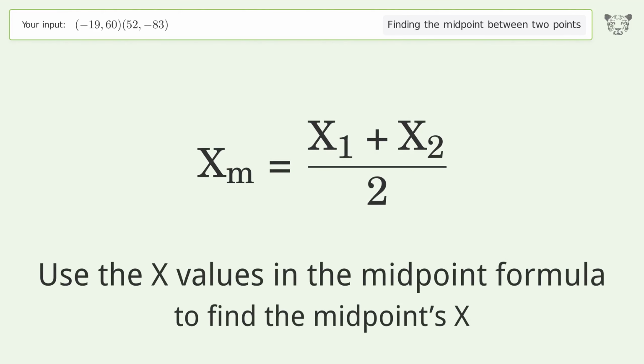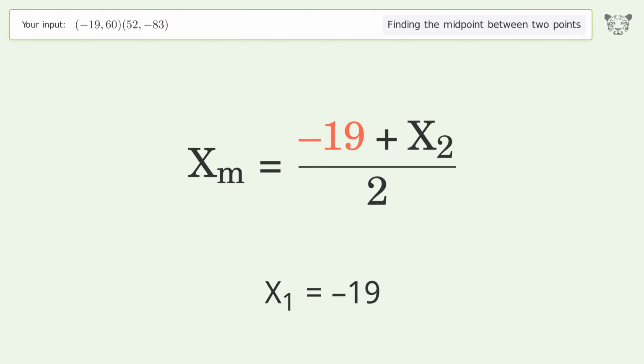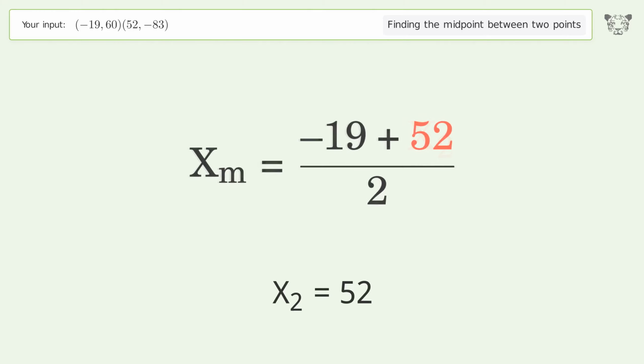Use the x values in the midpoint formula to find the midpoint's x. x1 equals negative 19. x2 equals 52. Simplify the arithmetic.